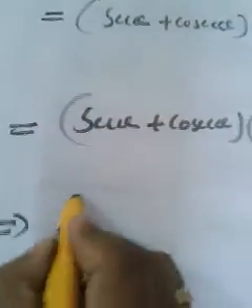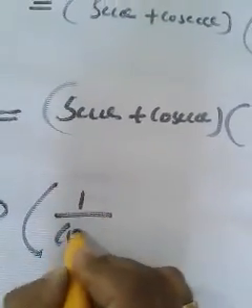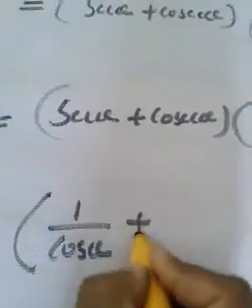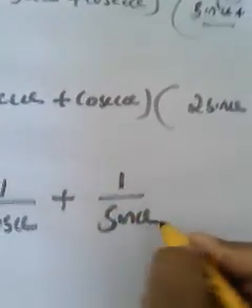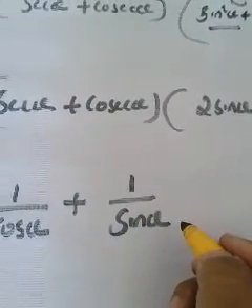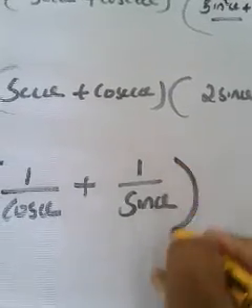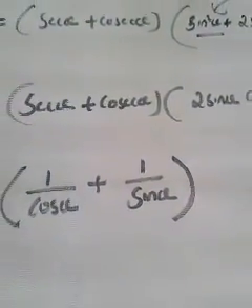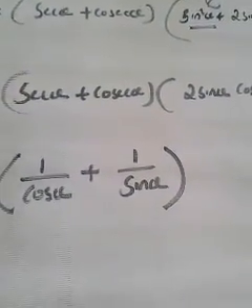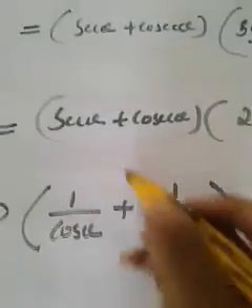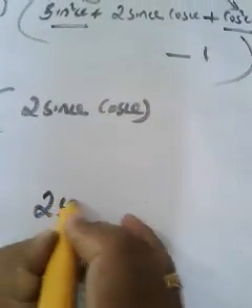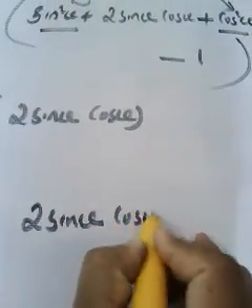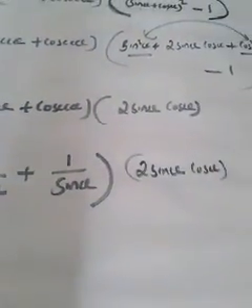Can you replace sec as 1 by cos? Of course. Plus cosec, can you replace as 1 by sin? Of course, no problem. Any problem? No problem. Let me check whether this is correct or not. Yes, I can write sec as 1 by cos and cosec as 1 by sin. And this 2 sin theta cos theta as it is. You may have understood.